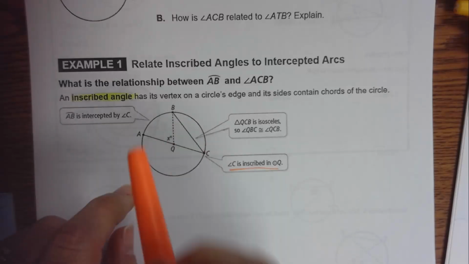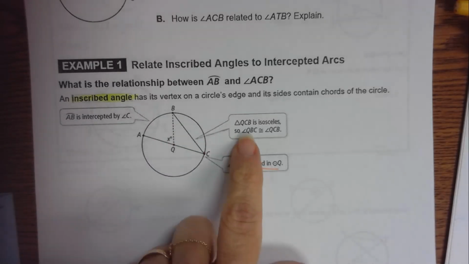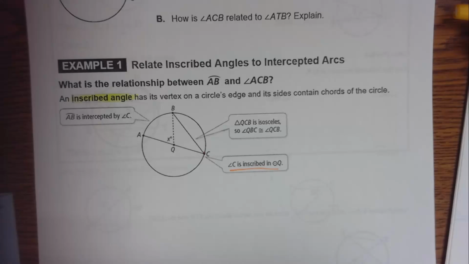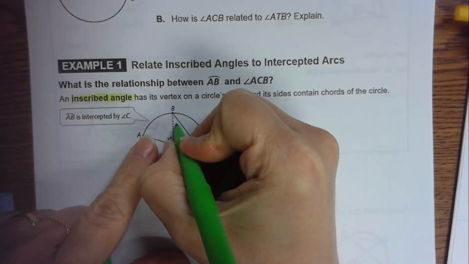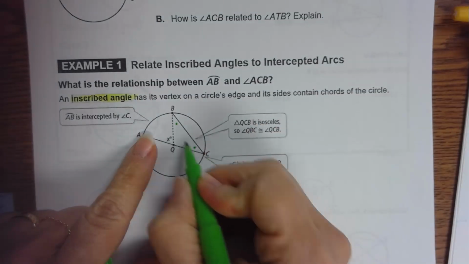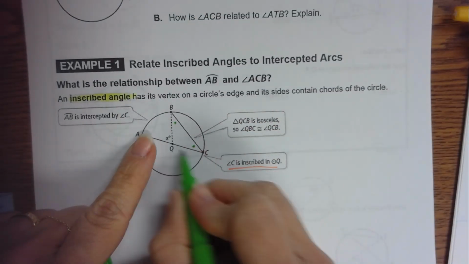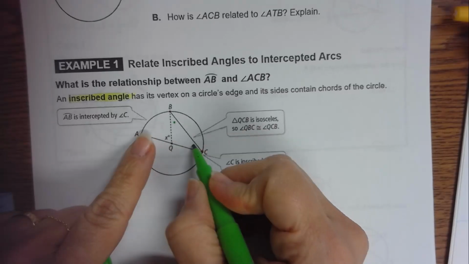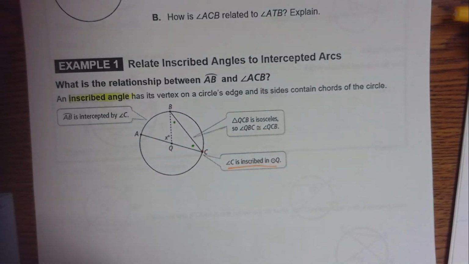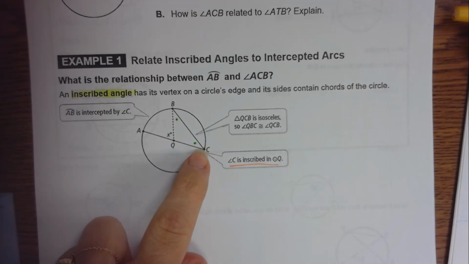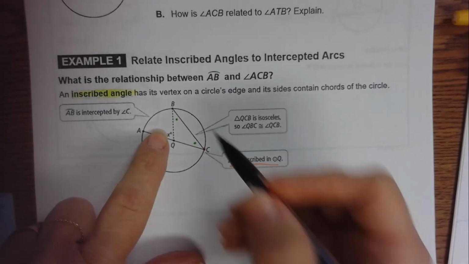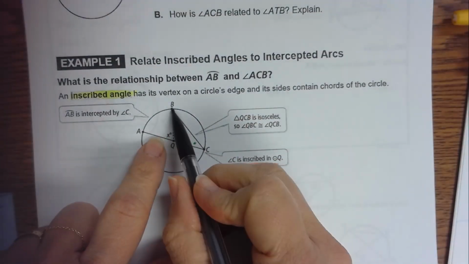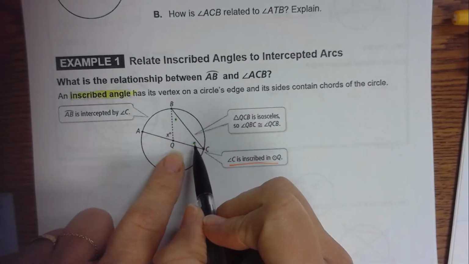All right, so let's take a look at this and explore it. We have triangle QCB, which is isosceles. That means this angle is equal to this angle, and it's isosceles because these are both radii of the circle. This is a radius and this is a radius, so these would have to be congruent angles. Let's see how that will help us figure out the relationship between this angle measure and this angle measure. We draw a radius QB here to form the triangle, which is isosceles.